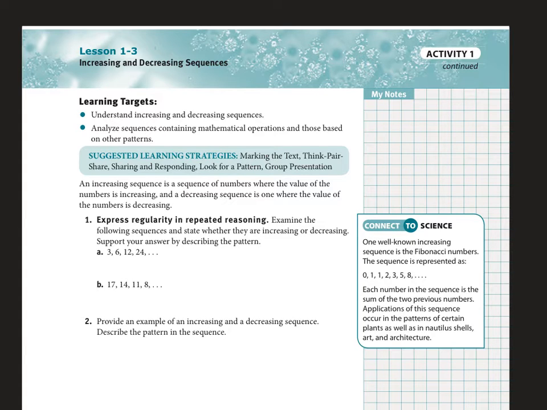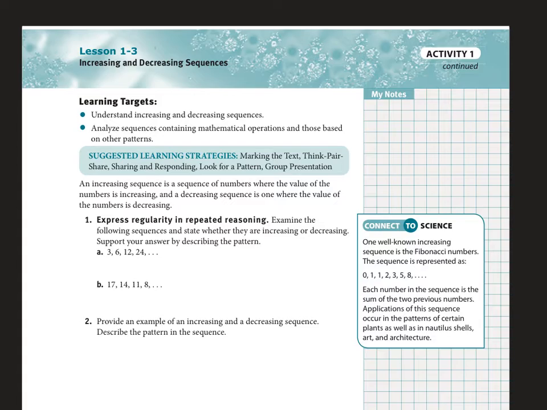So if we take a look here, the first paragraph: an increasing sequence is a sequence of numbers where the value of the numbers is increasing. And a decreasing sequence is one where the value of the numbers is decreasing, right? So increasing, of course, means to get bigger, and to decrease means to get smaller.